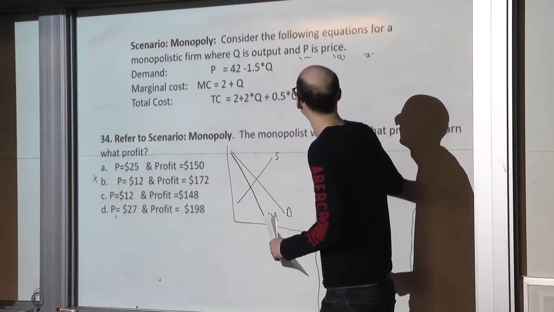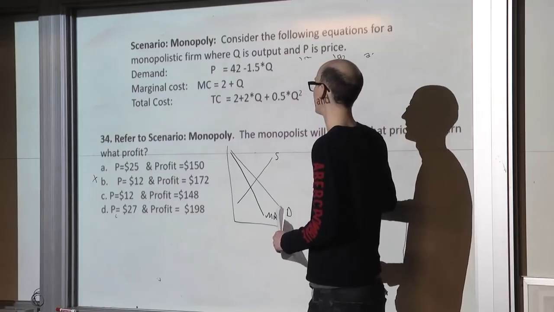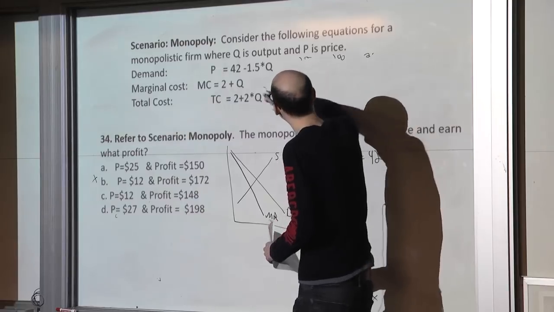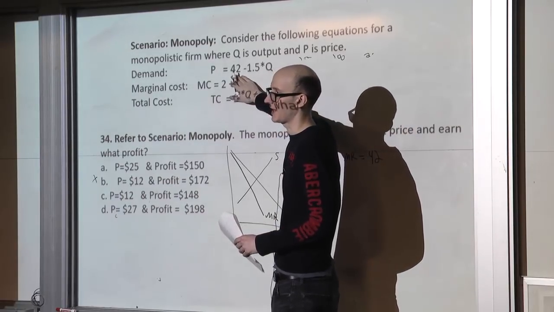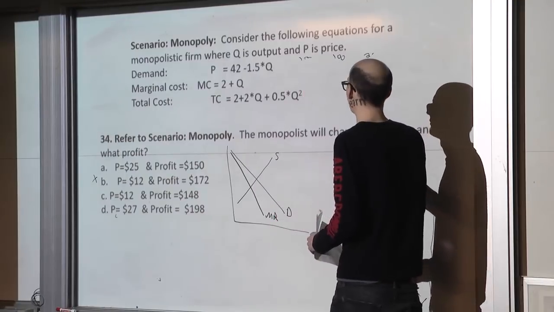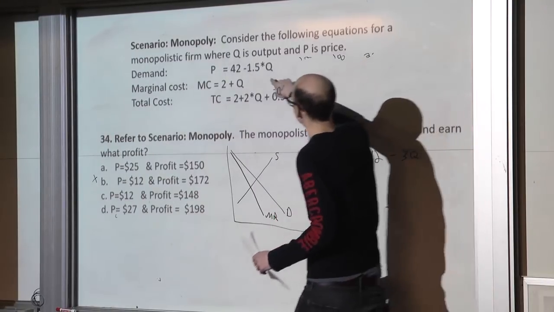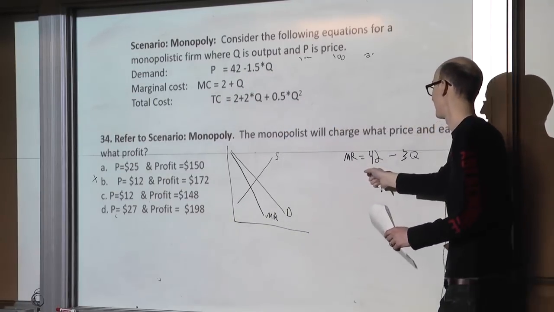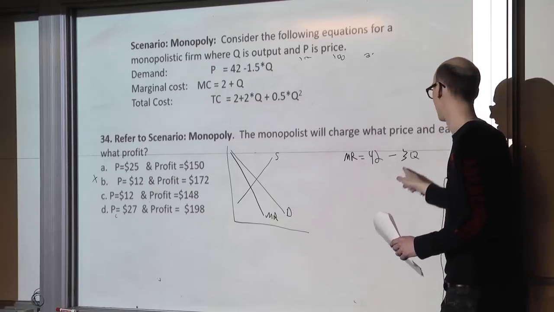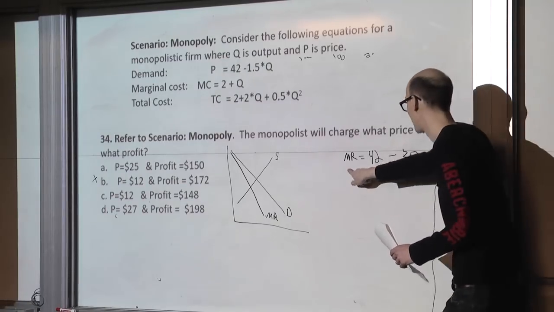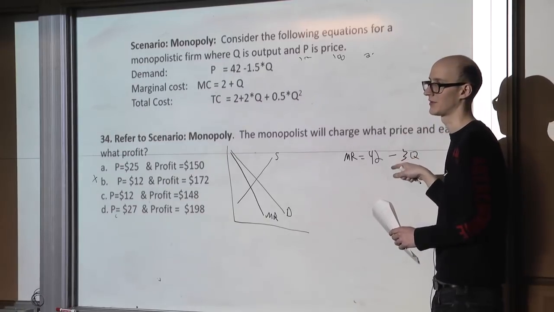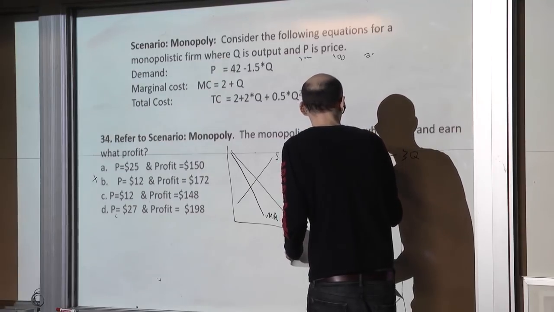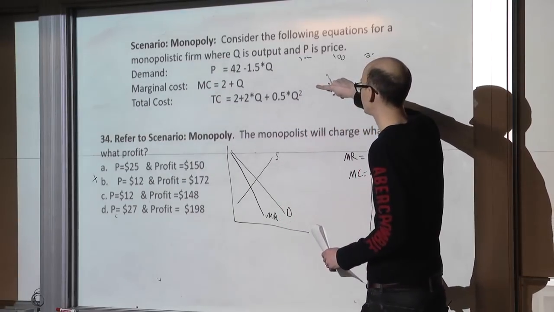You should remember this: the marginal revenue curve will always have the same intercept as the demand curve, but it will have twice the slope. So the slope of this demand curve is 1.5. In a linear demand equation, the marginal revenue will have the same intercept as the demand curve, but twice the slope. So we know that marginal revenue equals 42 minus 3Q. We always want to set marginal cost equal to marginal revenue. We're given marginal cost, so let's do that.